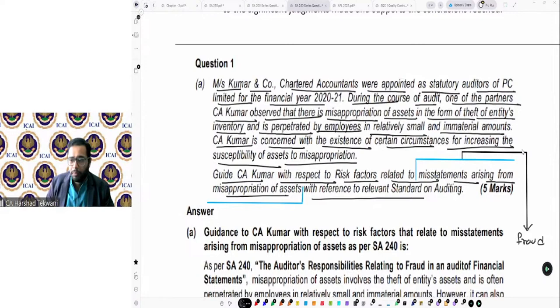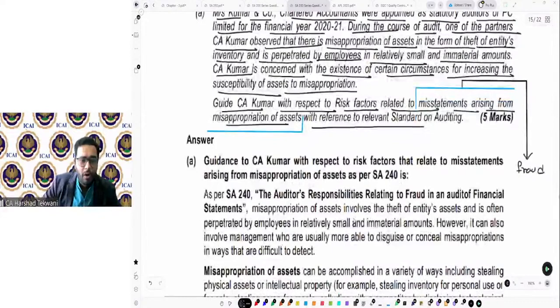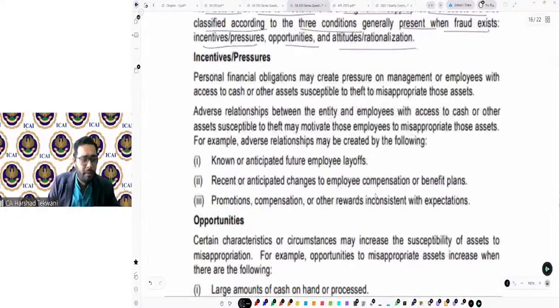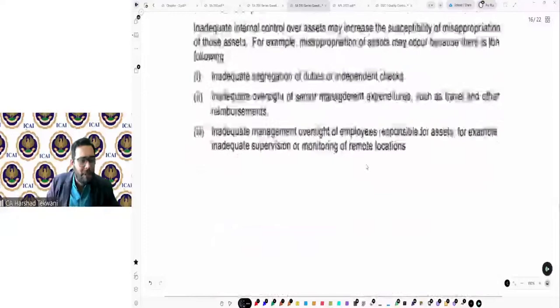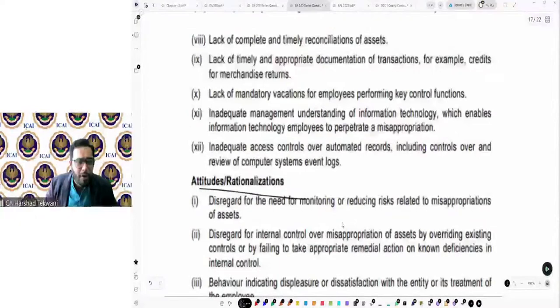Correct. Absolutely correct, Mohammed. So when I say risk factors related to fraud, I'm asking fraud risk factors. And in the answer, you can basically give that the relevant standard on auditing is SA 240, Auditor's responsibility relating to fraud in an audit of financial statements. And then you can provide the risk factors: incentive, opportunities, then rationalization. These are the fraud risk factors basically. So these are some of the examples of fraud risk factors which is asked in this question.